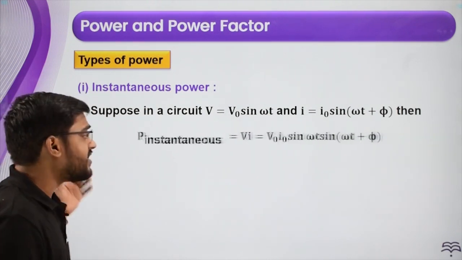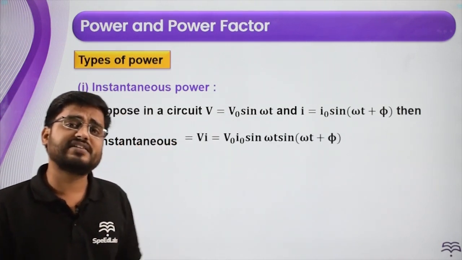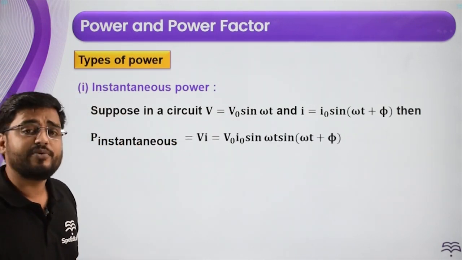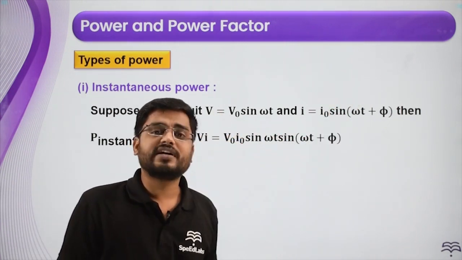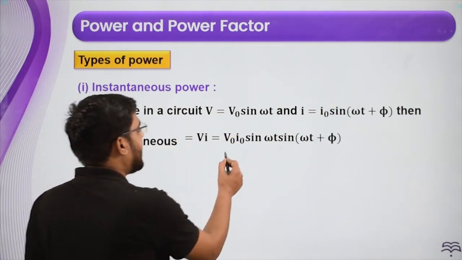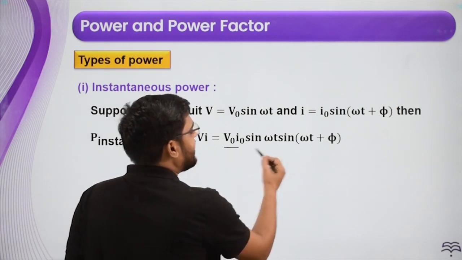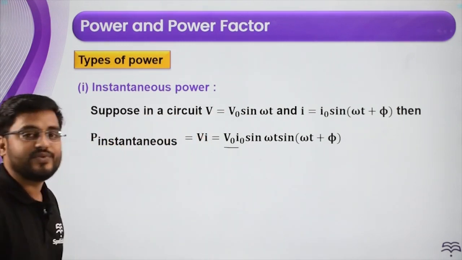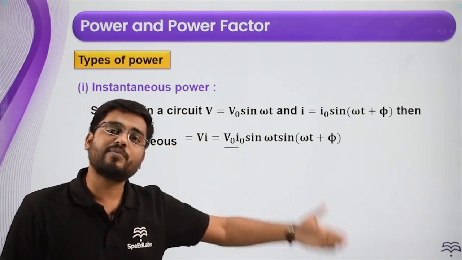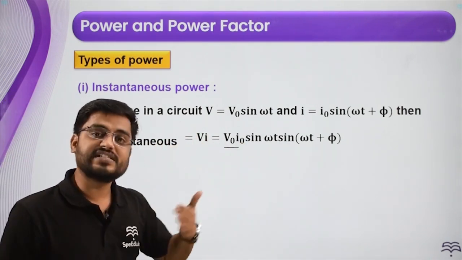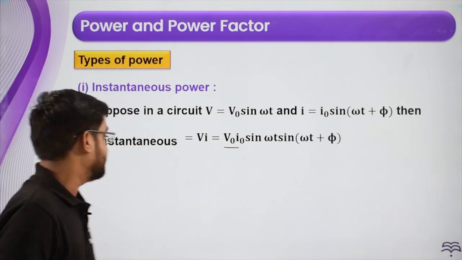Then instantaneous power is defined as their product. The product is V naught sin omega t into I naught sin(omega t plus phi). Here V naught and I naught can be taken out first. So it is simply the product of the voltage at the moment and the current which is flowing at that moment.